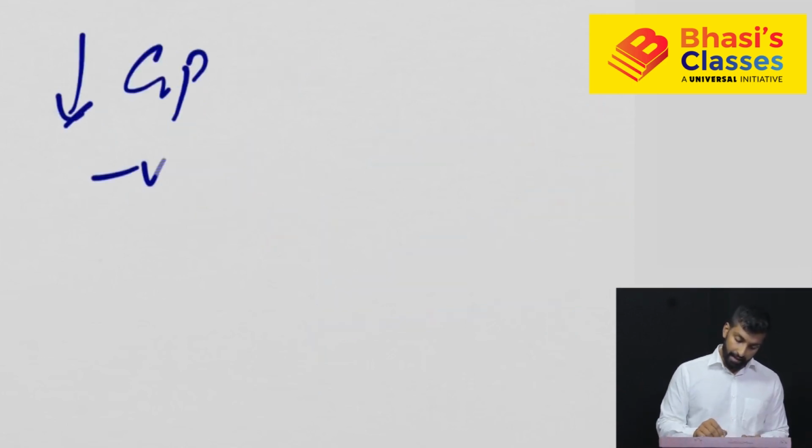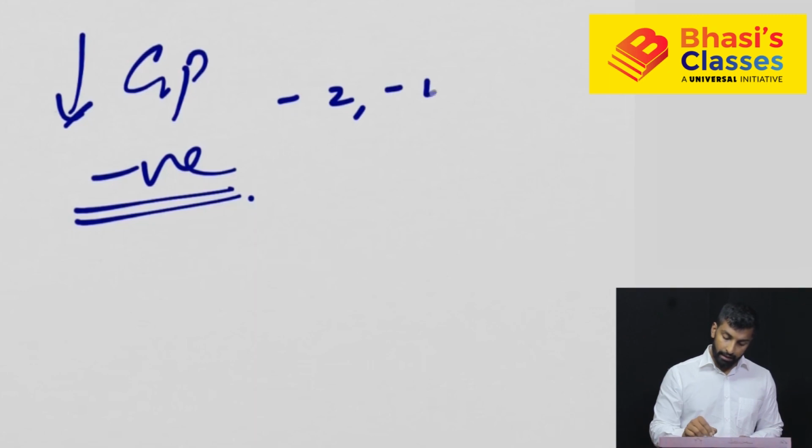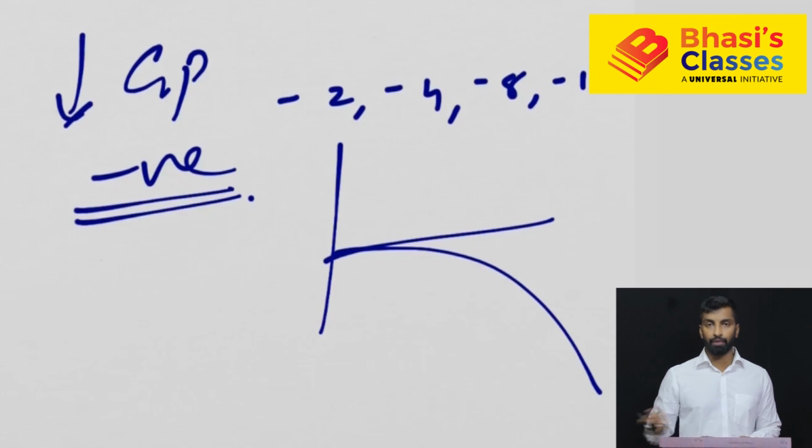right? Now what about decreasing GP starting with negative? That is minus 2, minus 4, minus 8, minus 16, etc. It will look like this, right? All are negative, it will go like this, right? This is the sum and this is the number of terms.